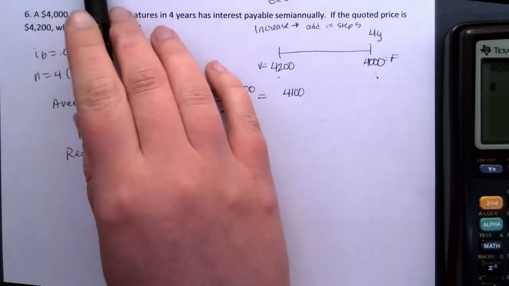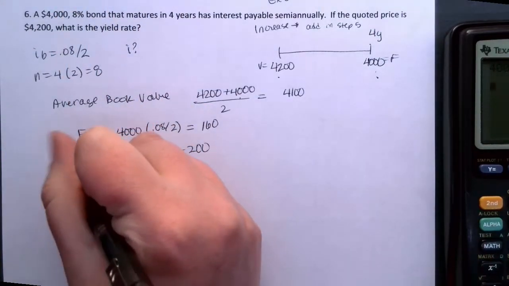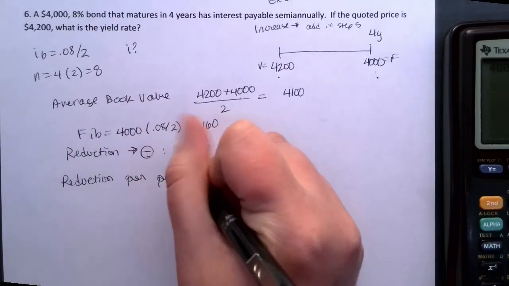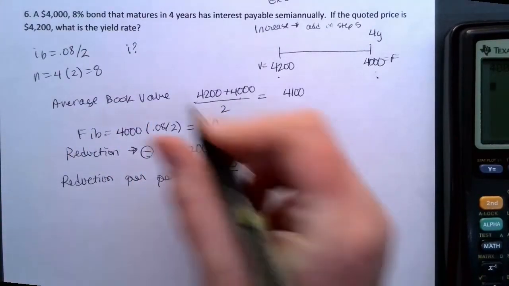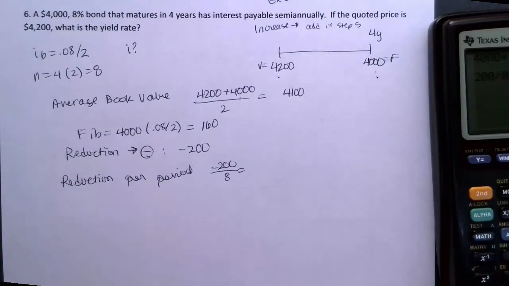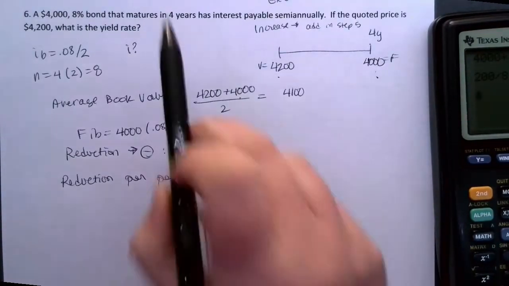Okay, and then we need to find the reduction per period. So we're going to take this negative 200 over, we said there are 8 periods. 200 divided by 8 gives us 25, so negative $25 per period is our reduction.